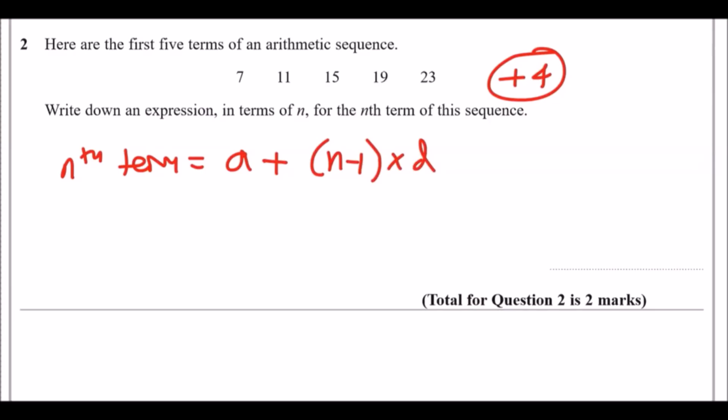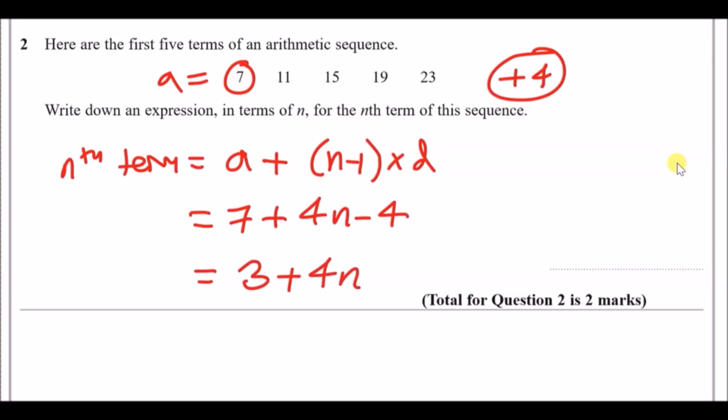Looking at the sequence, we can see that the first term a is 7, so it'll be 7 here, and it's going up by plus 4, so it'll be plus n minus 1 times 4. Multiplying this out by 4, you get 4n minus 4. Just tidying up now, collecting like terms, 7 minus 4 is 3, so it'll be 3 plus 4n. That's all you have to do.